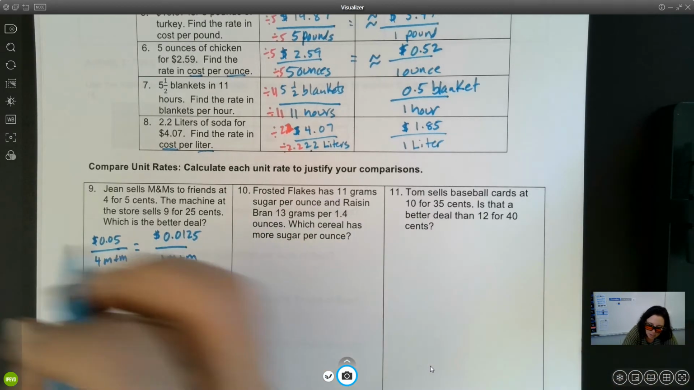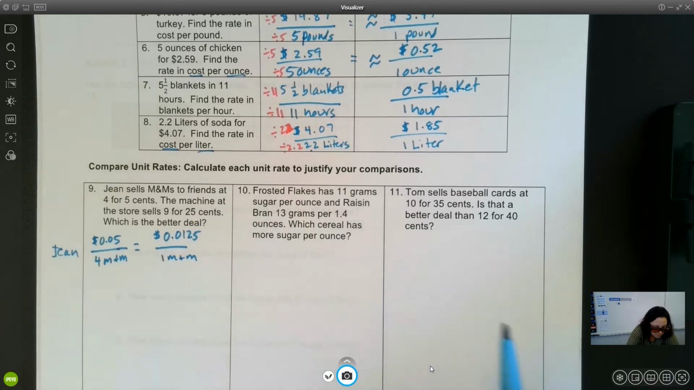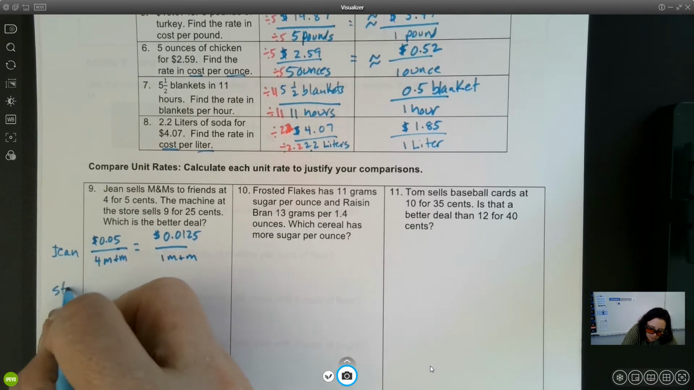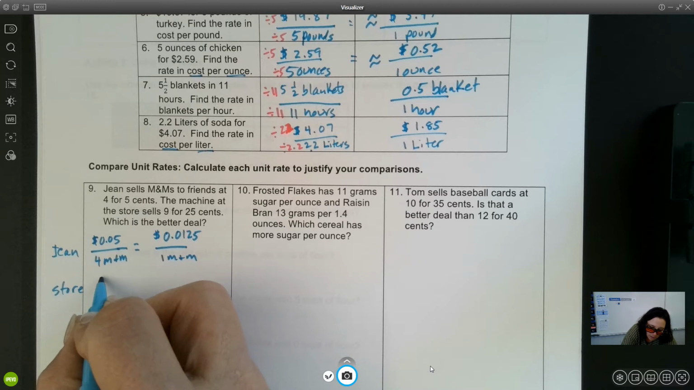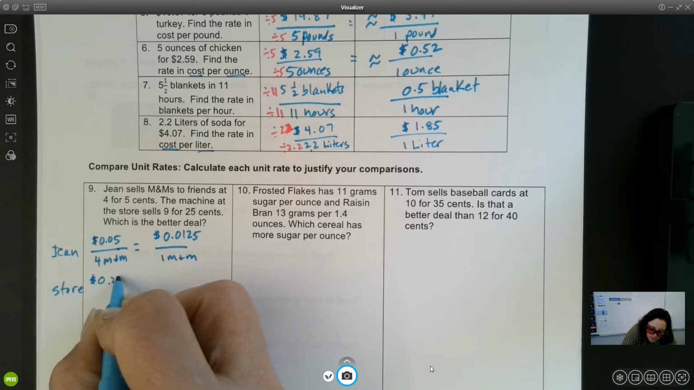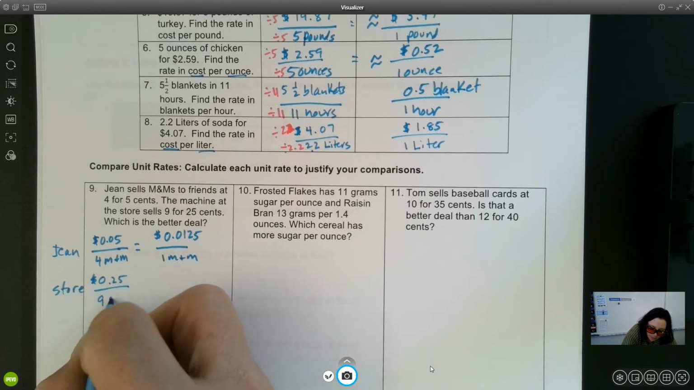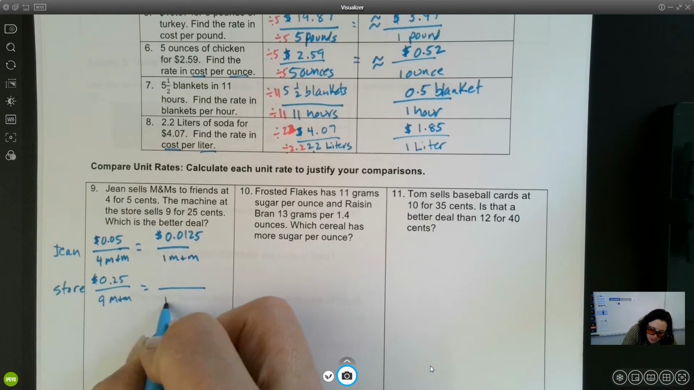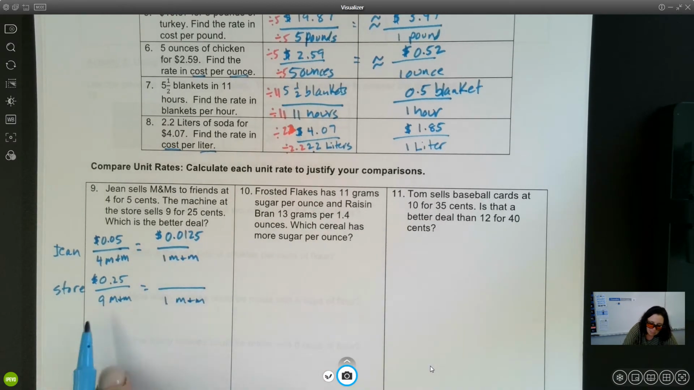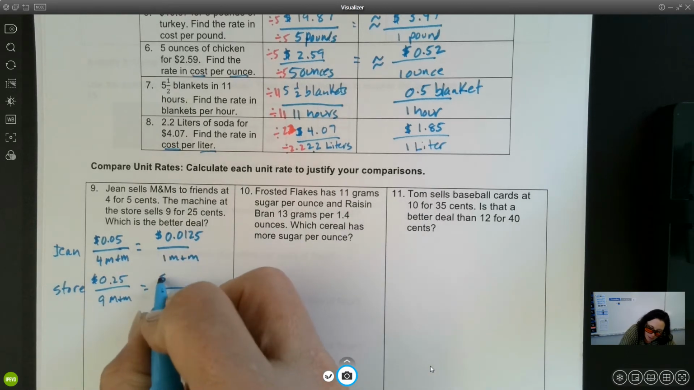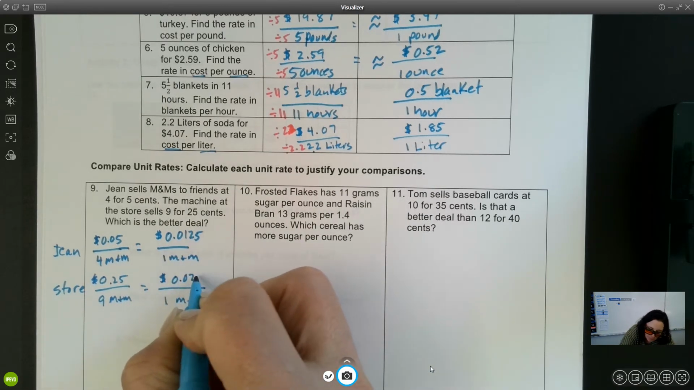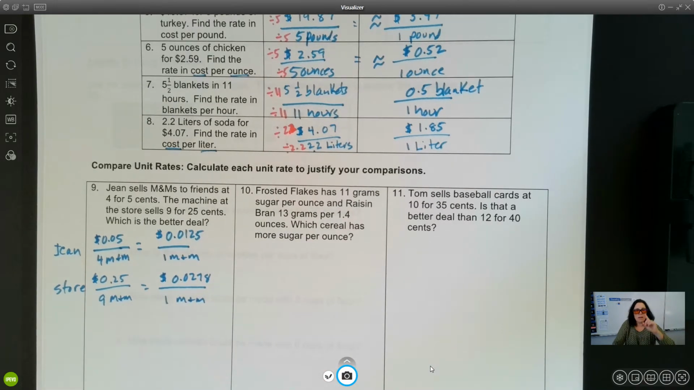Okay, this is Jean. Now the store is going to be 25 cents for 9 of them. So I want 1 M&M. If I divide by 9 here, I get this other ugly money number. Okay, now think about it. For 1 M&M, doesn't it make sense that we want the cheaper price? We want the smallest number on top to be the best buy.